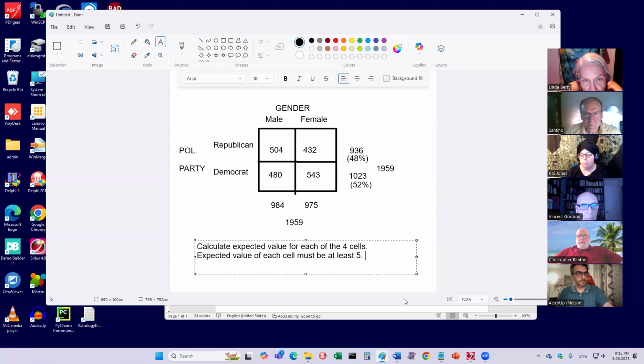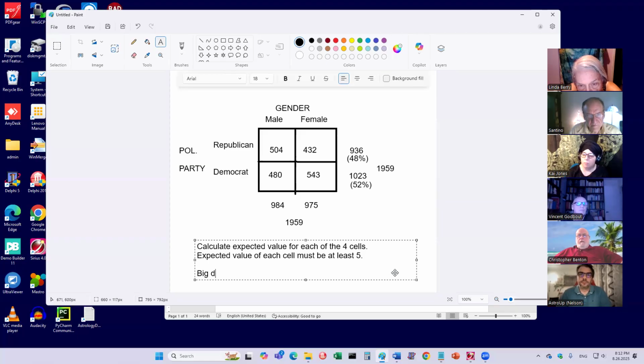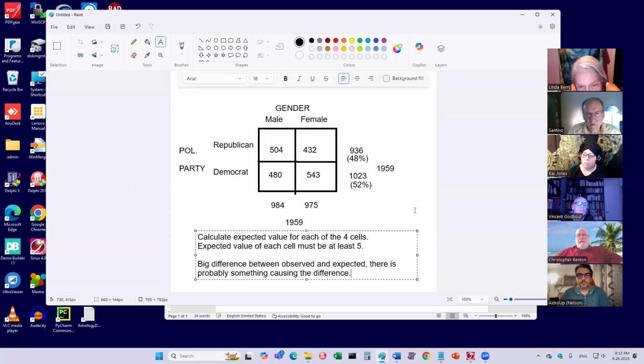So the basic idea behind the chi-square test is if you've got a big difference between observed and expected, then probably something is going on here. The genders in this case are probably preferring different political parties. But if your observed and expected values are fairly close to one another, then that would mean in this case that the men and women are probably voting the same way, pretty much. And so gender doesn't really make a difference.